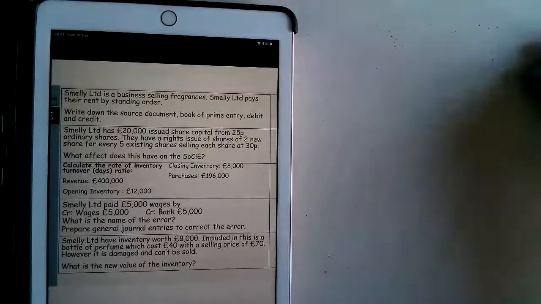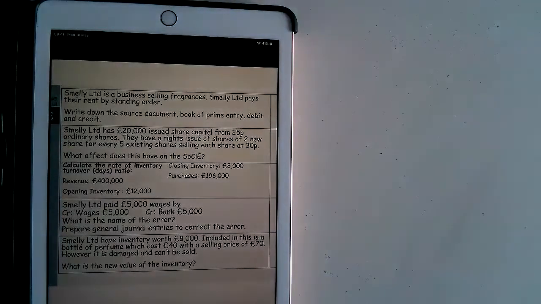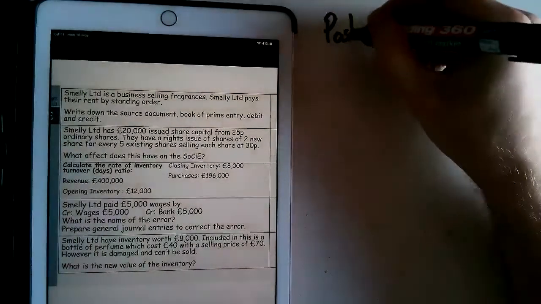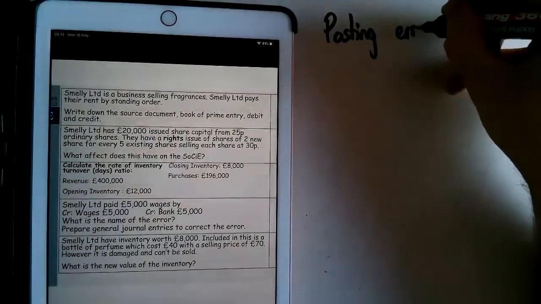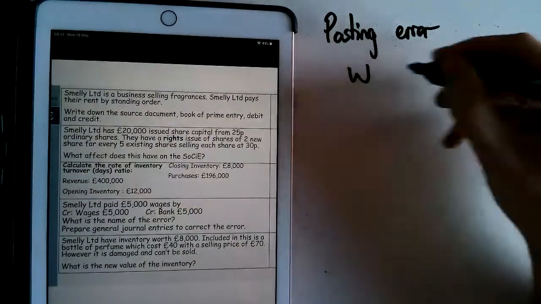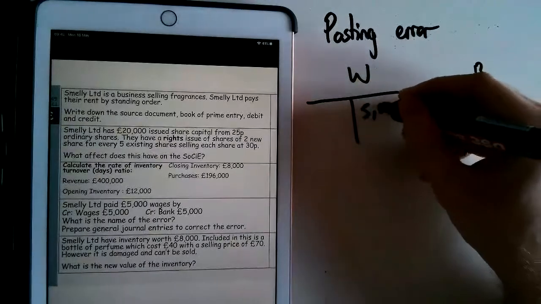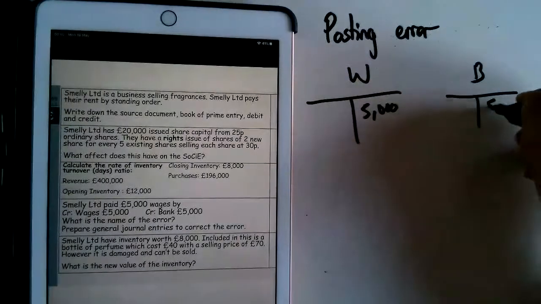And question 4. Smell You Limited paid 5,000 wages by credit wages and credit bank. So straight away you can see that they've got 2 postings on the credit side, so therefore it's a posting error. So we have what it looks like at the minute. So the wages is 5,000 and the bank is 5,000.